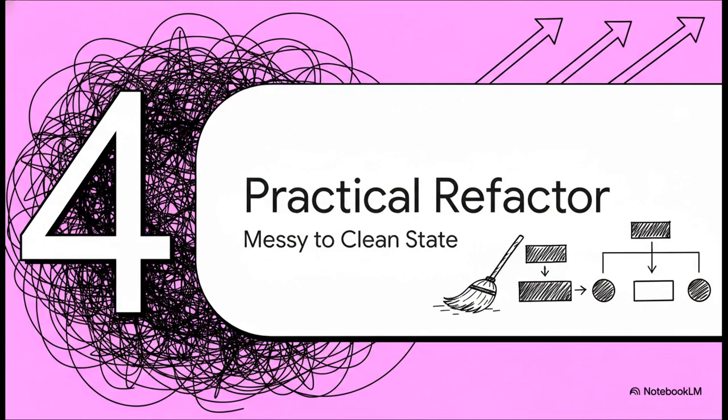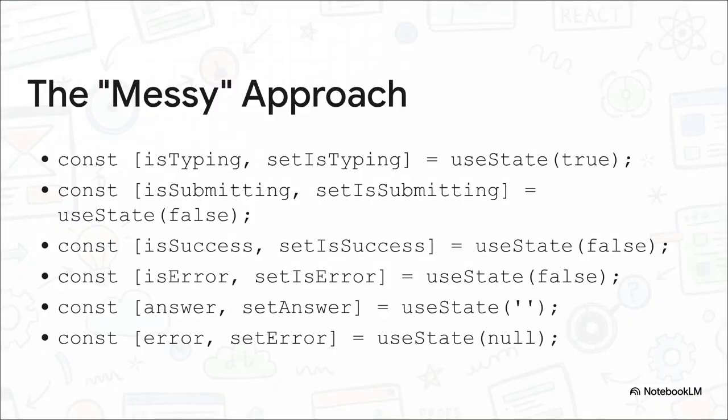All right, now for the fun part. Let's get our hands dirty. We're going to take a really common, kind of messy approach to state and then use our playbook to clean it all up. So a super common first attempt, and hey, we've all done this, is to just create a Boolean flag for every possible condition. You know, we'll have one for isTyping, one for isSubmitting, another for isSuccess, and isError.